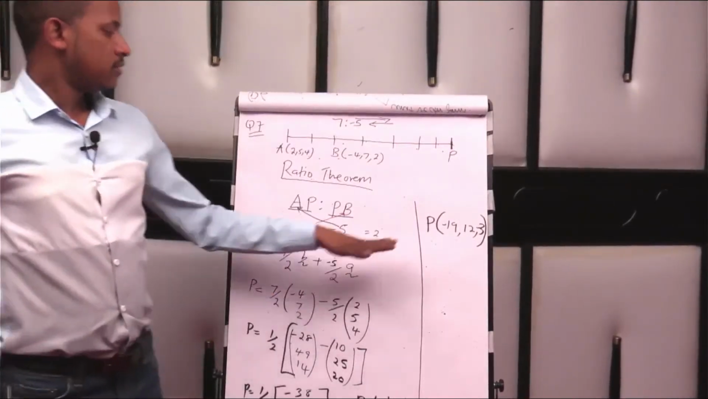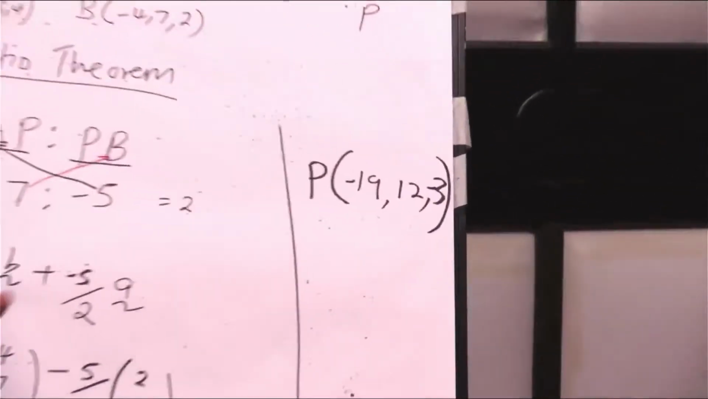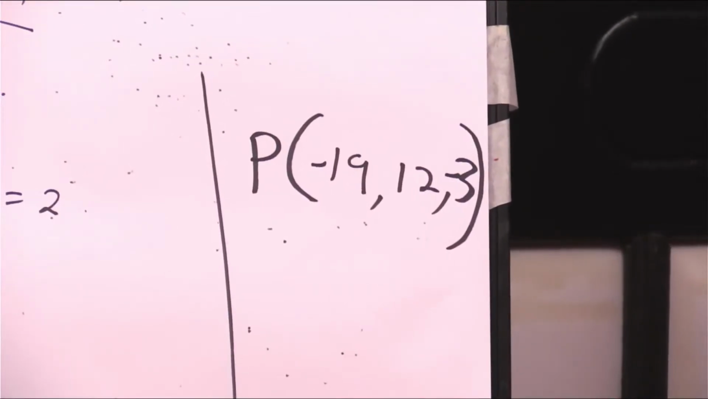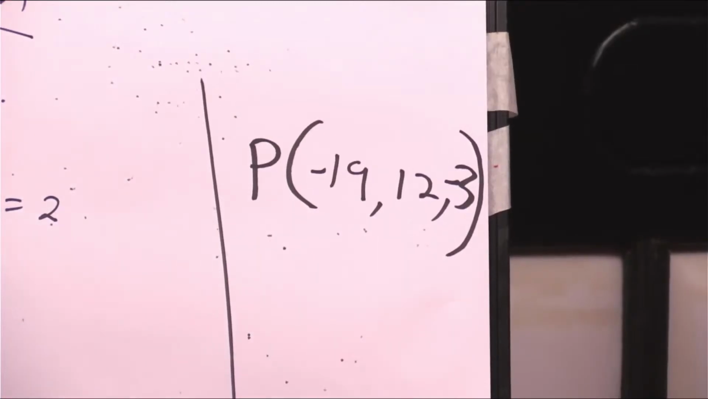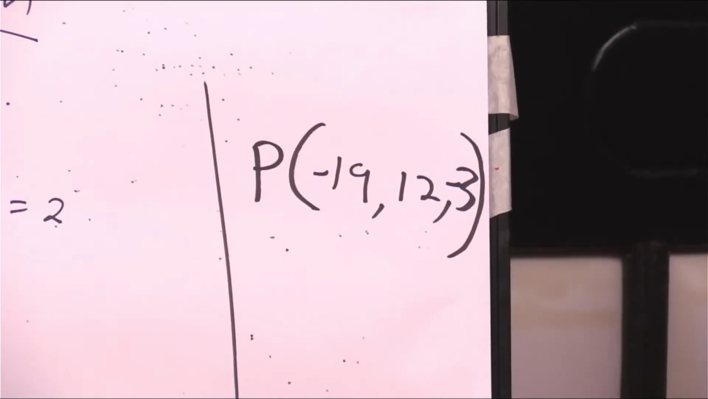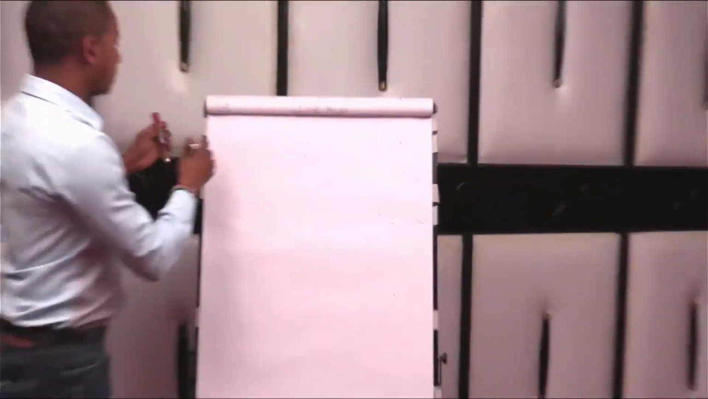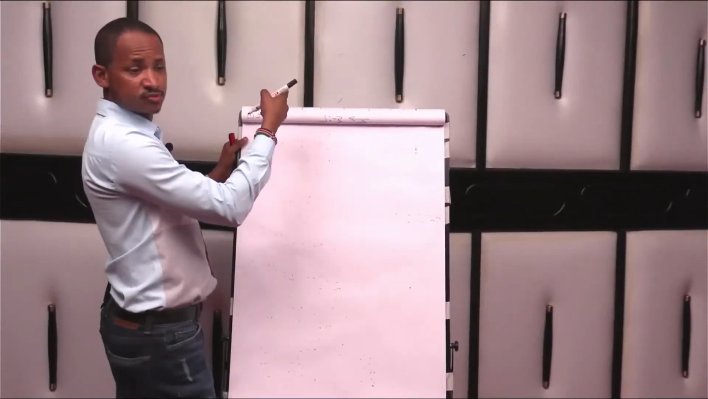So this is by use of the ratio theorem. Let's use another formula. We see there are different ways of solving this. So let's use another formula. Just write point AB, and we see if our answer comes to the same answer.